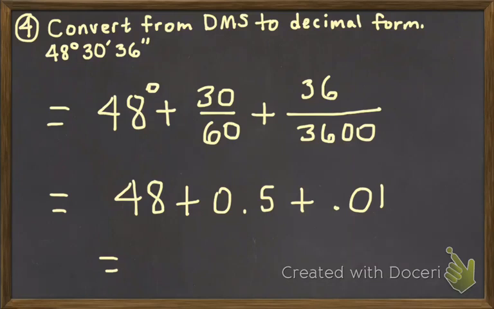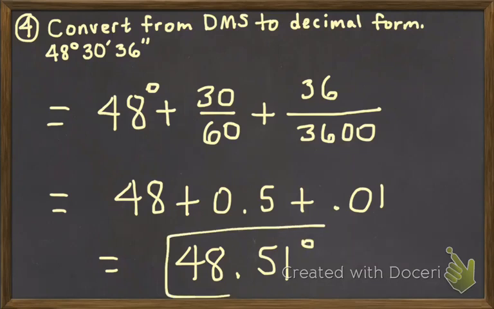Alright, and then we just add those together. So you get 48.51 degrees. And that is the decimal equivalent of the DMS angle we were given.